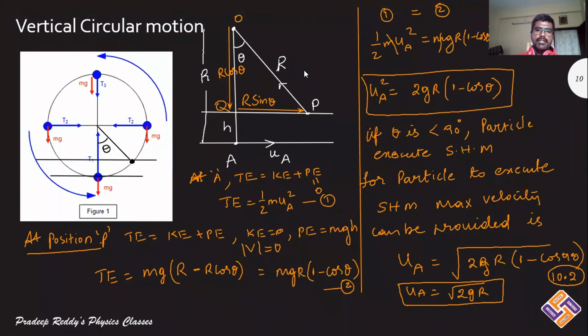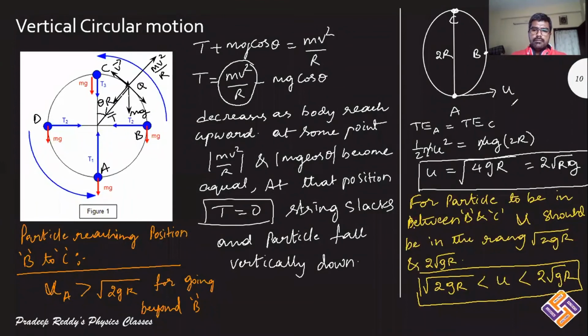You need to provide this much velocity for the particle. When you provide a velocity less than under root 2gR, then the body will execute simple harmonic motion. Any doubt? Do you have any question? So for the particle to reach in between B and C, definitely you need to provide a velocity above under root 2gR.